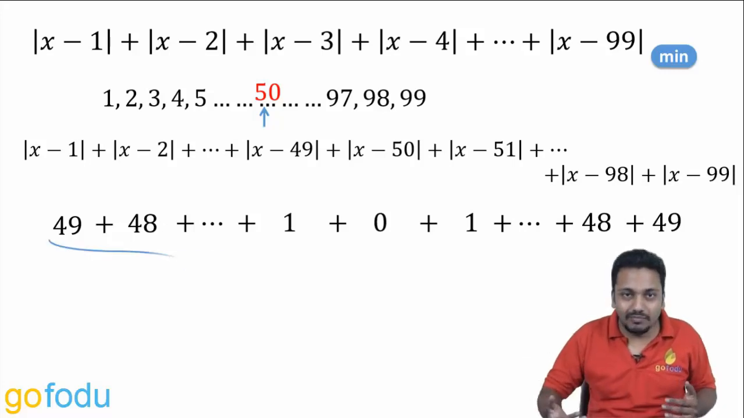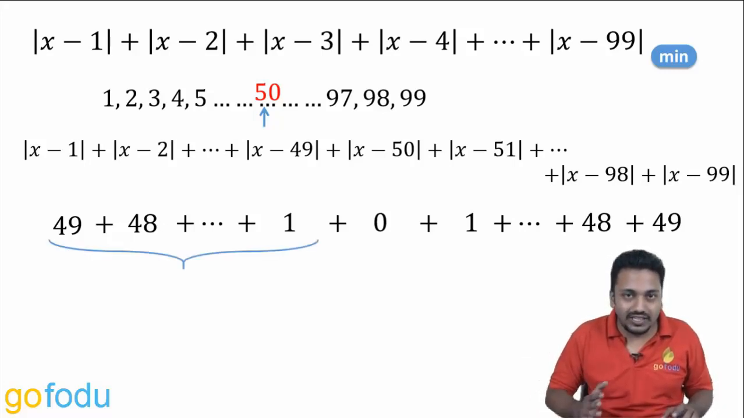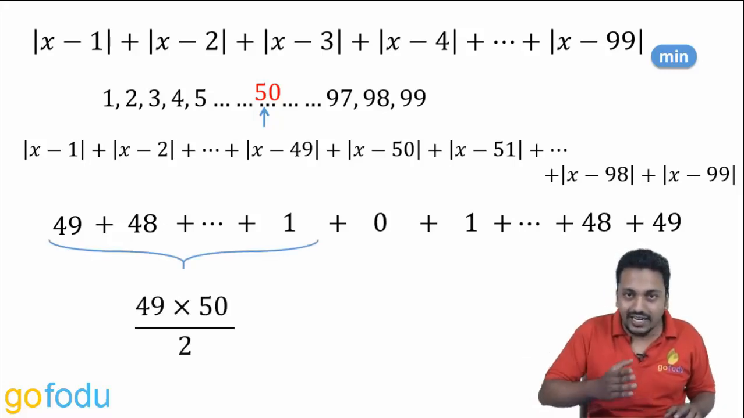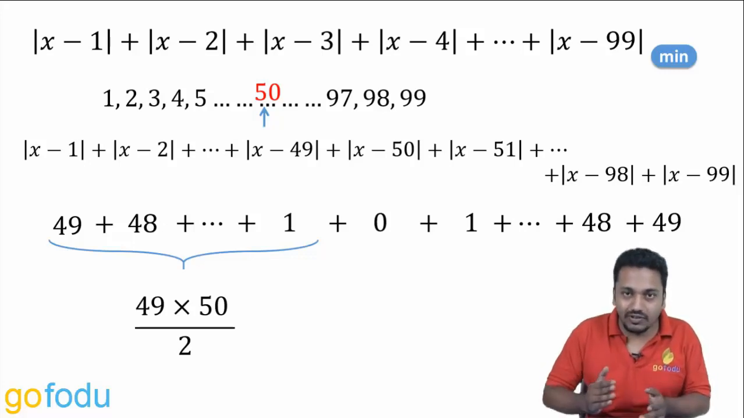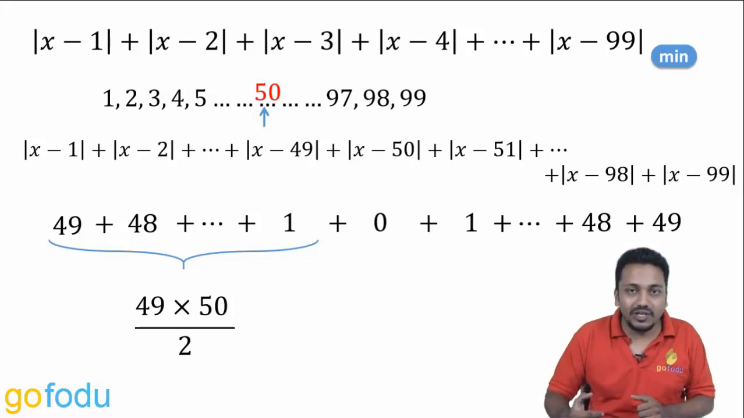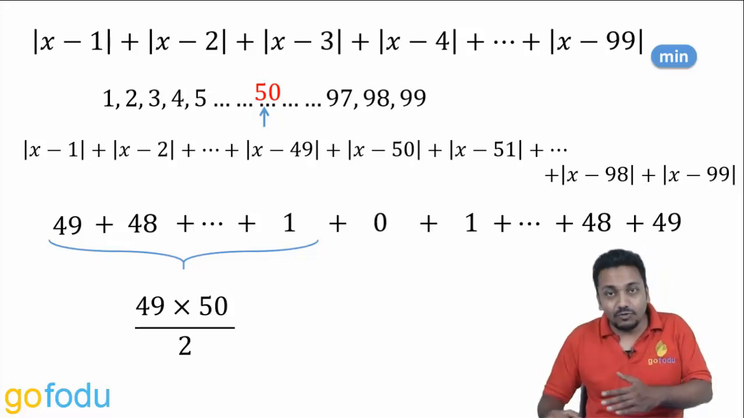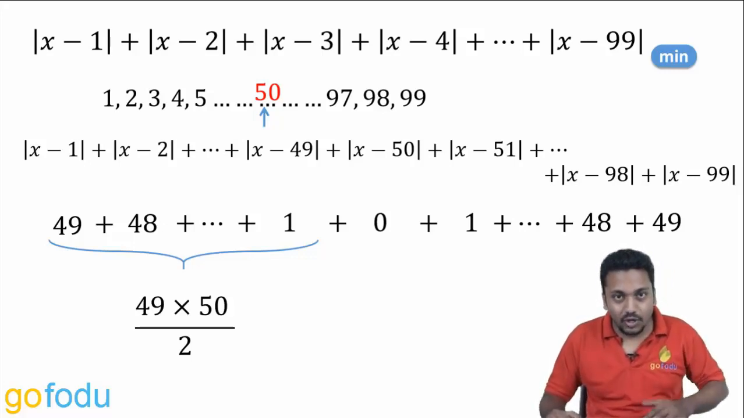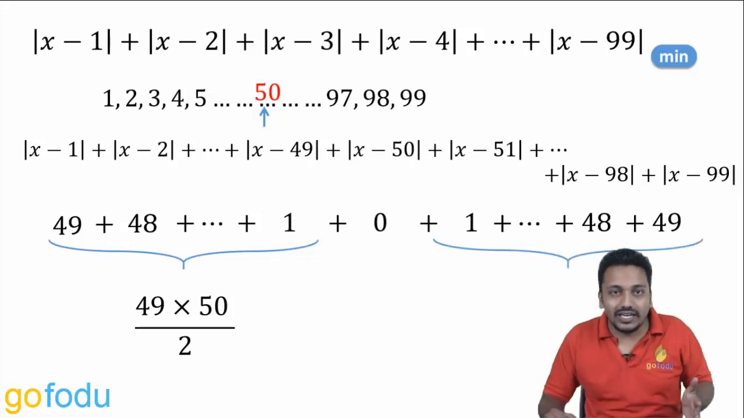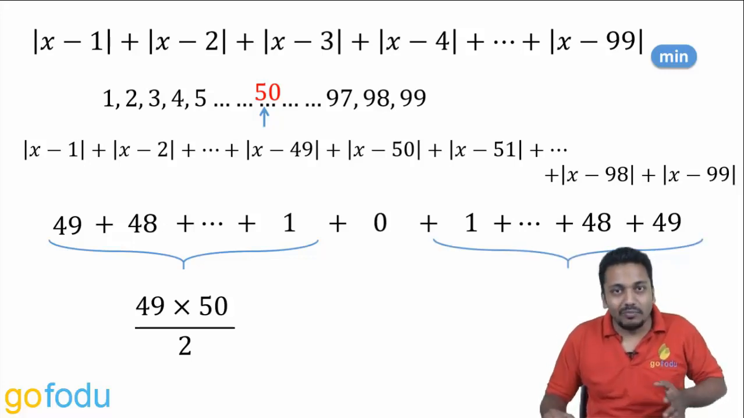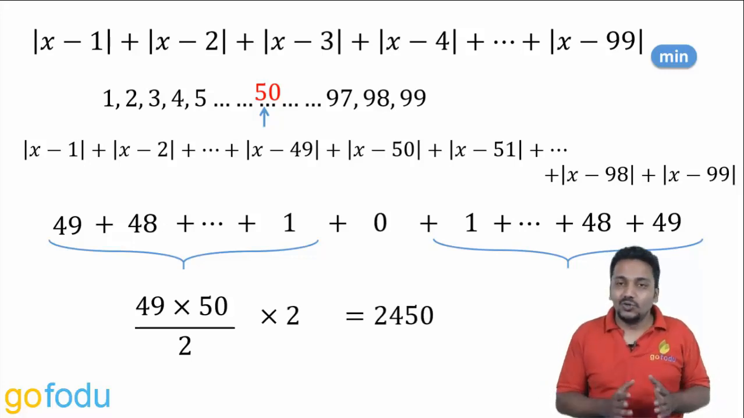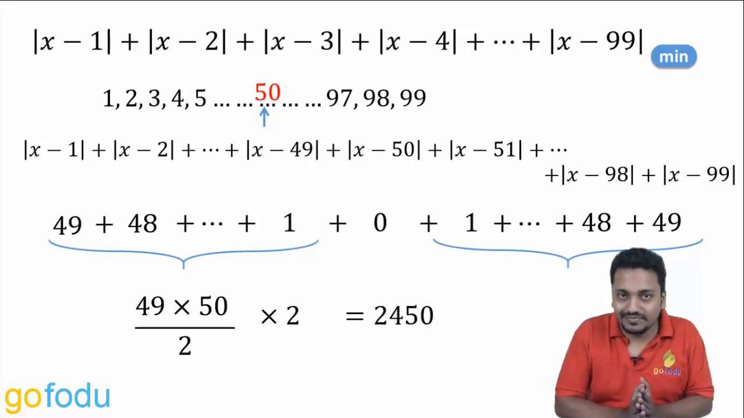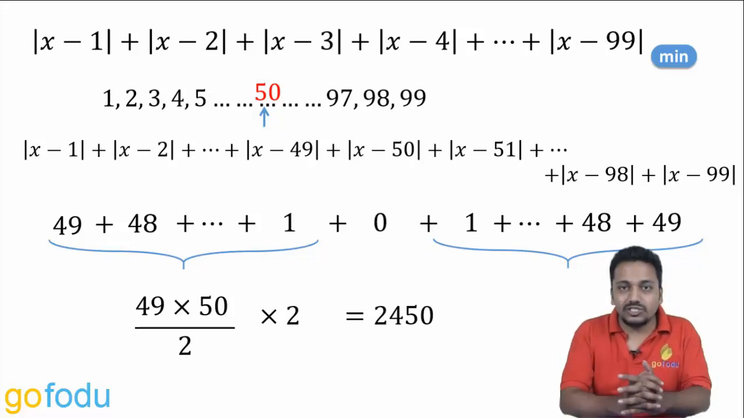So sum of n natural numbers from 1 to 49, that would be nothing but 49 into 50 by 2. Sum of first n natural numbers is n into n plus 1 by 2. That is 49 into 50 by 2. Now this sum we have to do twice, because again we have numbers from 1 to 49 being added, right? So we'll multiply it by 2 and get the final answer as 2450. So this is how we solve such questions.